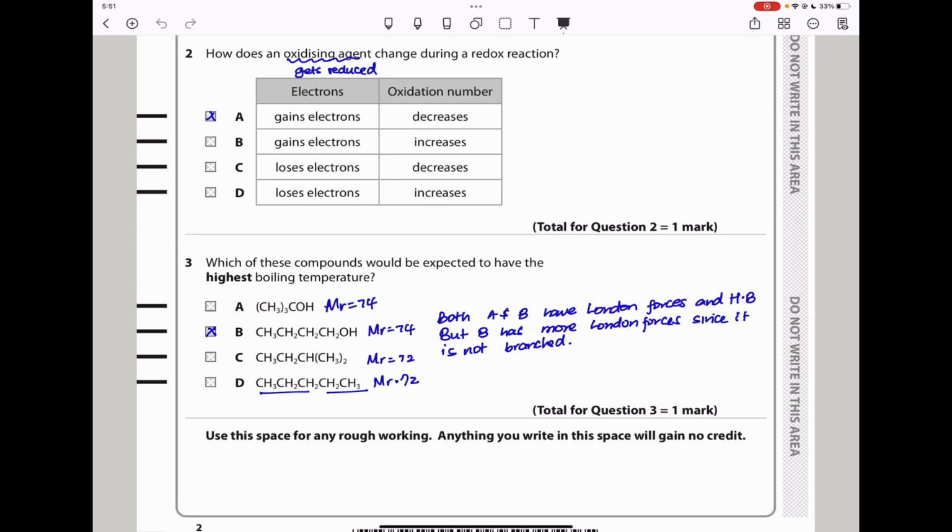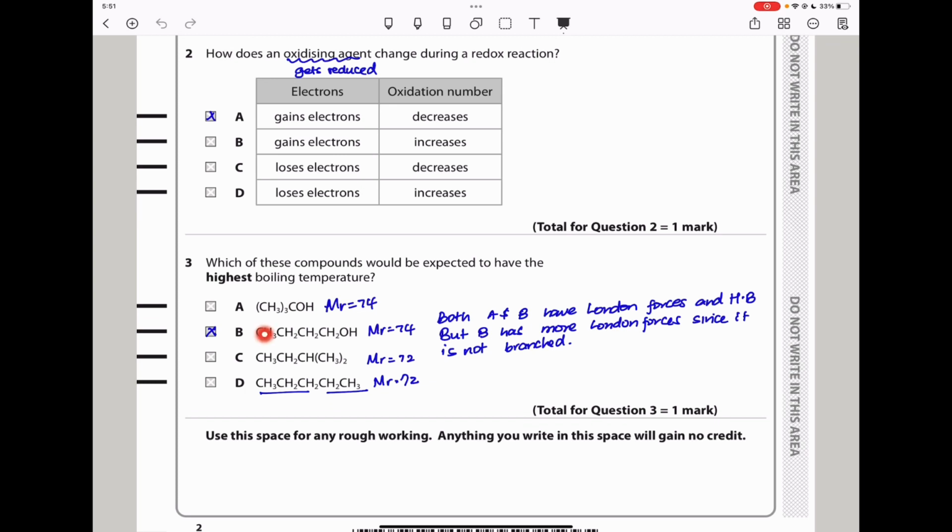The next question says, which of these compounds would be expected to have the highest boiling temperature? To know the highest boiling temperature, we have to look at which functional groups are present, and what the molar mass is. I tried to roughly calculate the molar mass and I found this one to be 72, 72, 74, 74. So in terms of molar mass, these ones are going to have more electrons and a higher possibility of having more London forces. However, this one is branched in comparison to this. Both of them do have OH groups, so they have the possibility of formation of intermolecular hydrogen bonds.